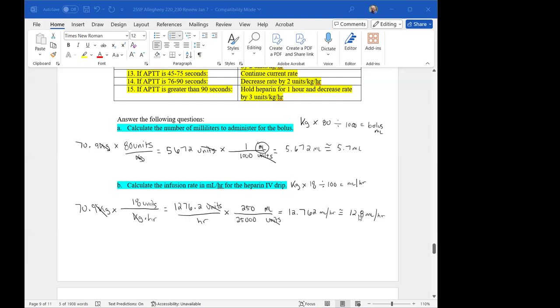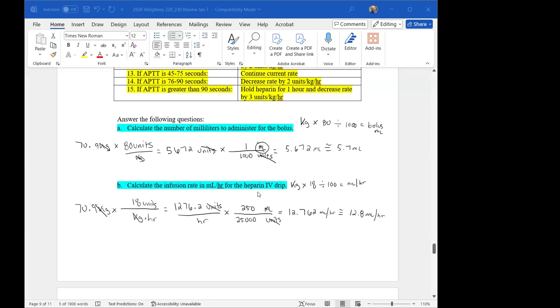On your test, and if you weren't here Tuesday, I said this, you're going to get this heparin protocol, and it's going to ask you two questions. It's going to say calculate the bolus and calculate the infusion rate. Those two questions will satisfy one question. Meaning if you miss one or both of these questions, you've only missed one question. So you don't miss two if you miss two. It's still 25 questions. What I'm showing you right now is one question.